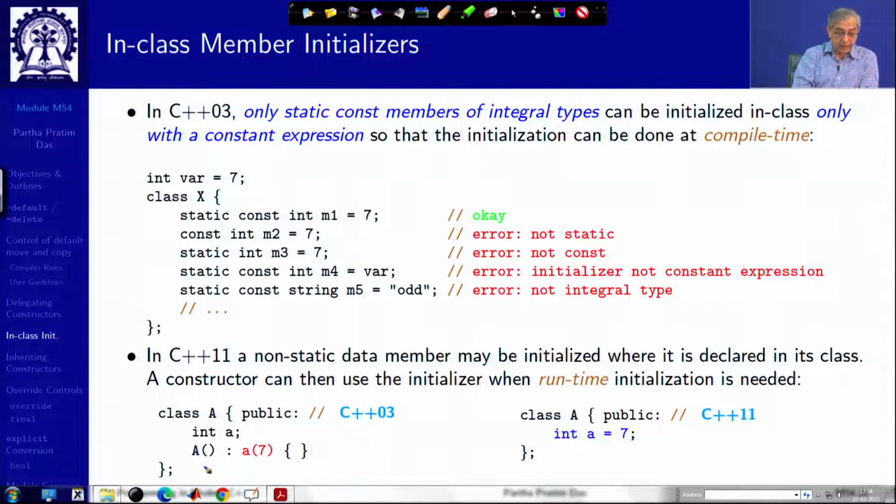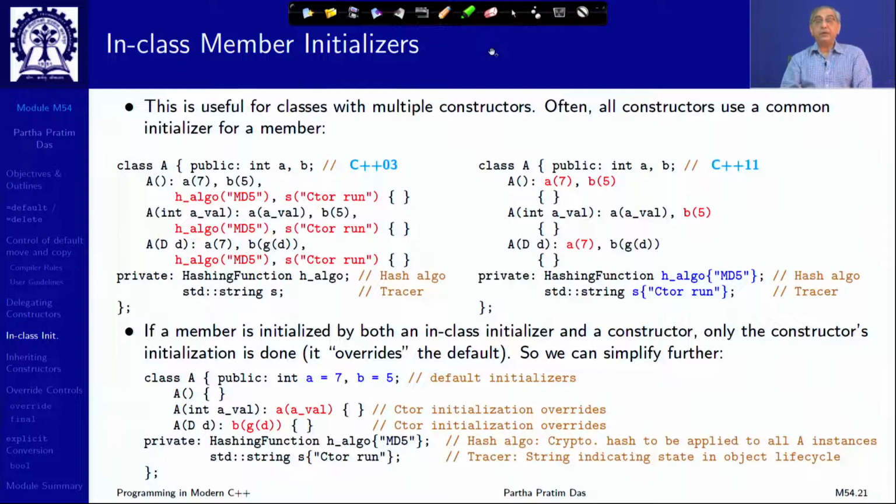In C++03, if you have a non-static data member A, in the constructor you will put this initialization. Here, with int A you can just say initialize with 7. So this is a great advantage because you may have multiple constructors, as we have just seen in the delegating constructor case, that initialize the same data member with the same value.